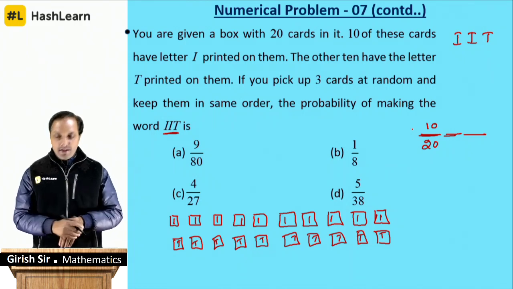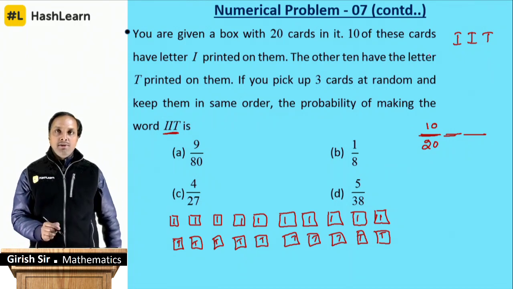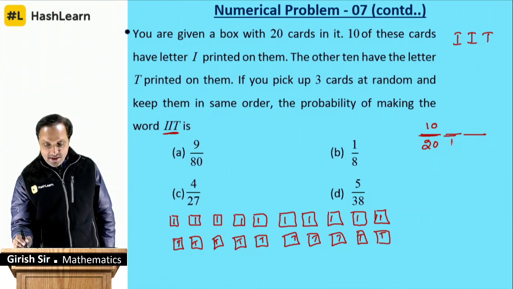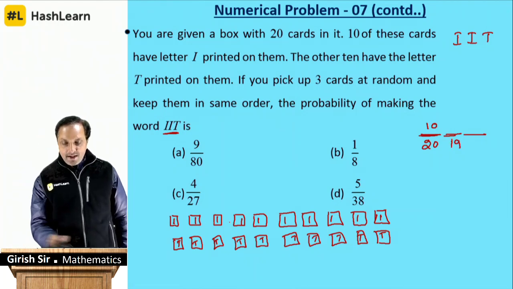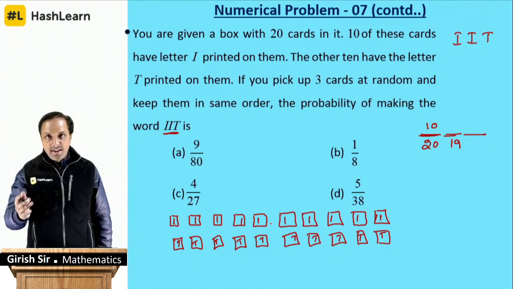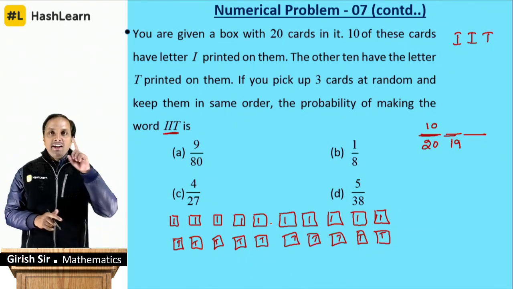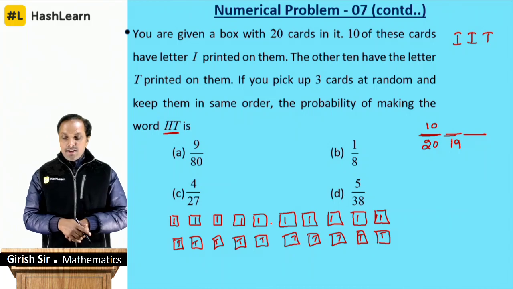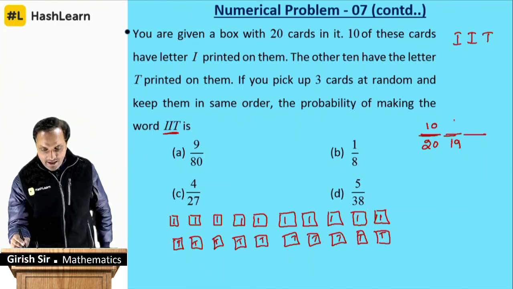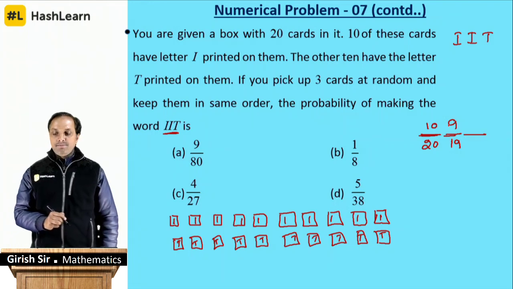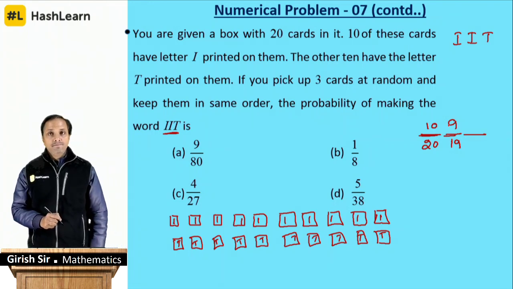Then choose the second one. यहाँ पे I को निकाल दिए हो. You have taken I. तो बचा हुआ cards है 19. You have picked one of the I out of 10, so you are left with how many? 9 I's. Total number of cards 19, so how many are left? 9 are left.